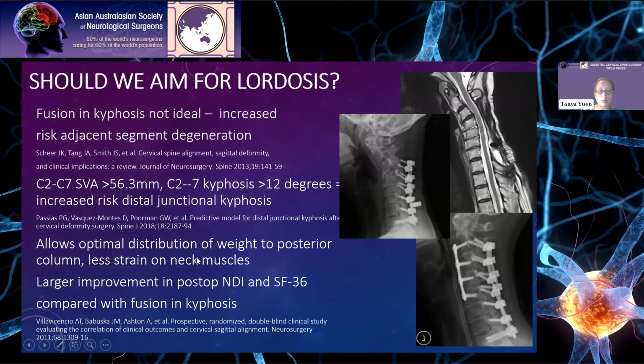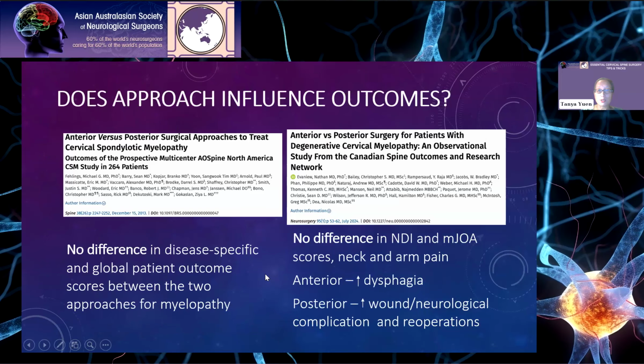Lordosis allows optimal distribution of the weight to the posterior column and less strain on the neck muscles, and it has been shown that there are larger improvements in post-op outcome indices when compared to fusion in kyphosis. Does the approach influence outcomes? Answer is no. At this stage, they're pretty much on a par. The only difference, I guess, is the risks involved, the risk of complications with the different approaches. And the two speakers tonight will talk about the pros and cons of each of the approaches.